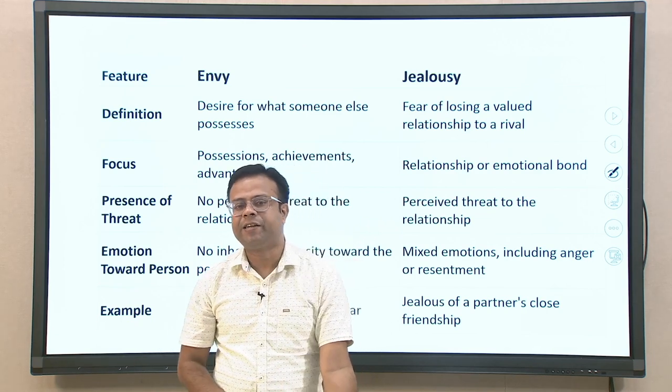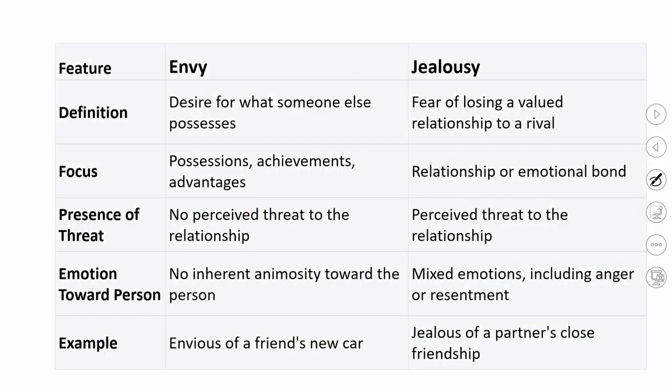So, in envy, it is more about desire for what someone else possesses. So, it is about possessing something. You desire something that others have. In jealousy, it is mostly fear of losing a valued relationship to a rival. It mostly happens in the context of a relationship. So, there is a relationship between two persons and there is a third person who is a threat. Jealousy arises in that context, not mostly in the possession of something or other things. So, this is the basic difference.